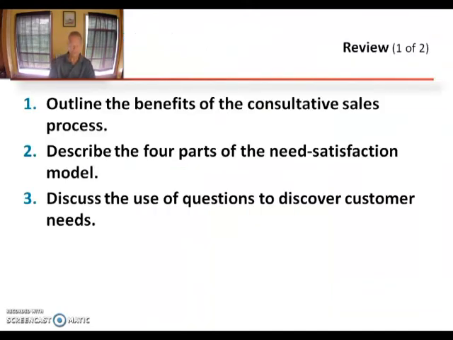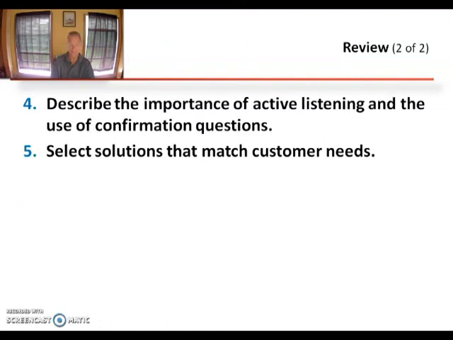So some review questions that you need to be thinking about: the benefits of consultative sales, the 4-part need satisfaction model, SPIN selling, the questions that we're using, the importance of active listening, and also the importance of fitting a solution to match those customers' needs.